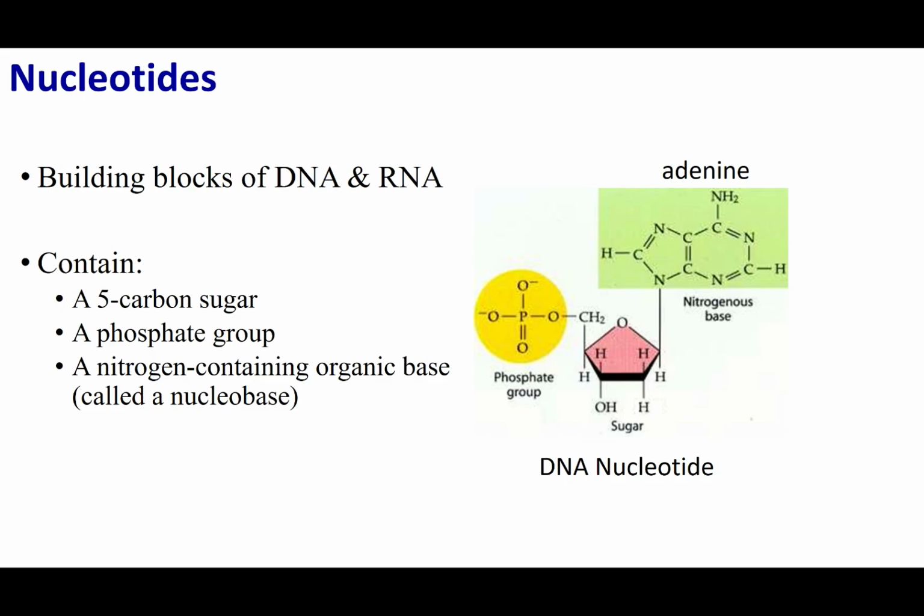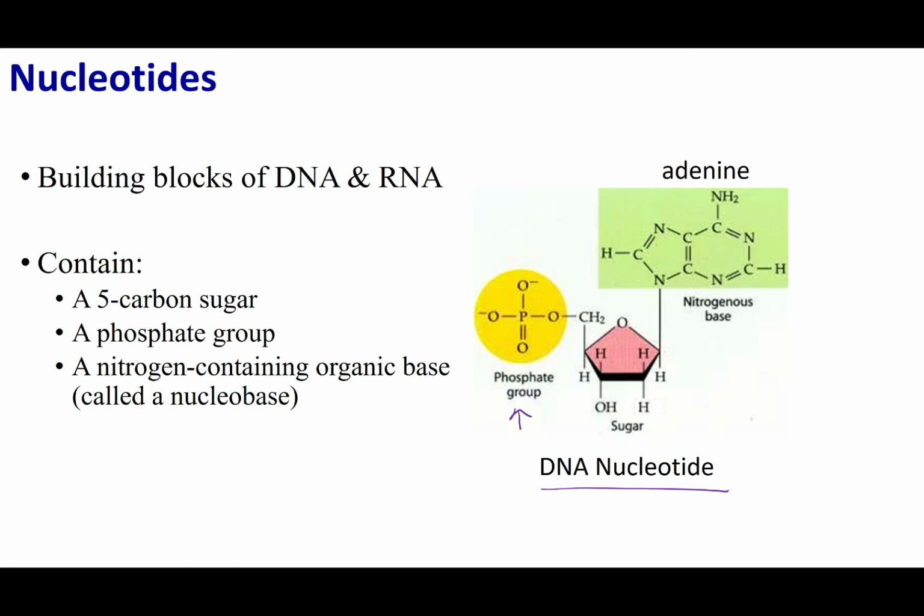So, like our proteins, we're going to first talk about our monomers. Now, the monomers to build the DNA polymer are going to be called nucleotides. And here is the general structure of a DNA nucleotide. What you will have is a phosphate group, and this is just a phosphorus surrounded by oxygen atoms.